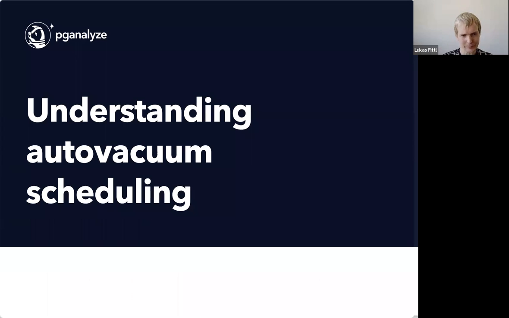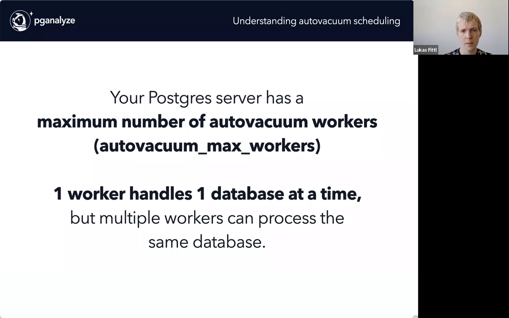All right, so let's dive into Autovacuum. Autovacuum does a lot of this work for us. The way you can think about it is there's a maximum number of workers. This maximum is defined by the autovacuum_max_workers setting in Postgres. Each worker can handle one database at a time, but multiple workers could process the same database. The default, by the way, is 3.